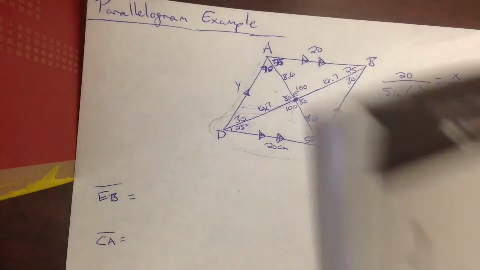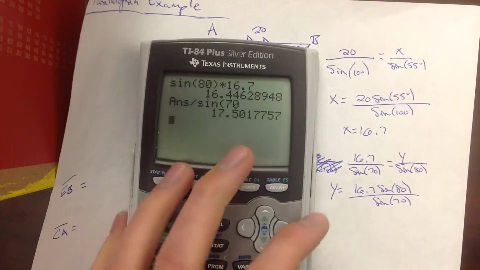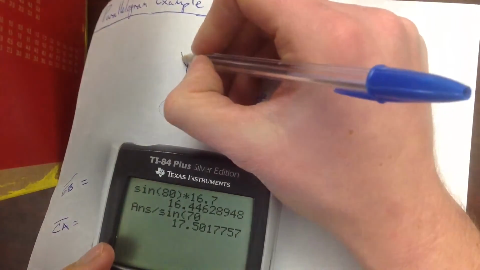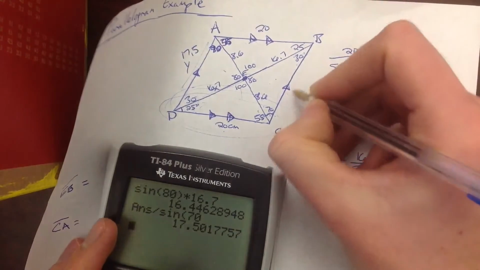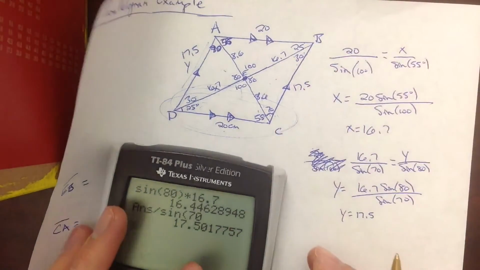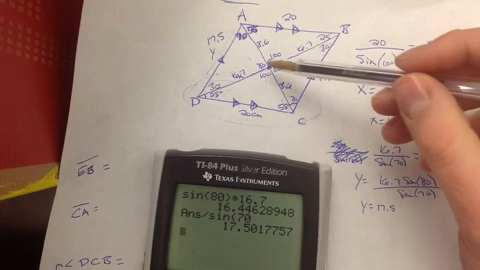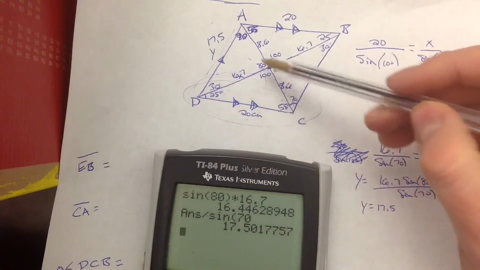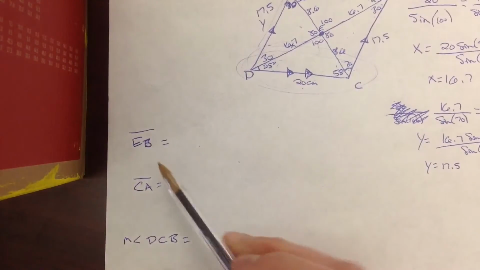So I'll show entering this in a calculator just so you can see this. Make sure your calculator is in degree mode because we're working with degrees. Sine of 80 times 16.7 divided by sine of 70 gives me 17.5. So 17.5 is this side. 17.5 is this side. Which would make sense because this side would be slightly less than this one, being that this angle is slightly less than this one.